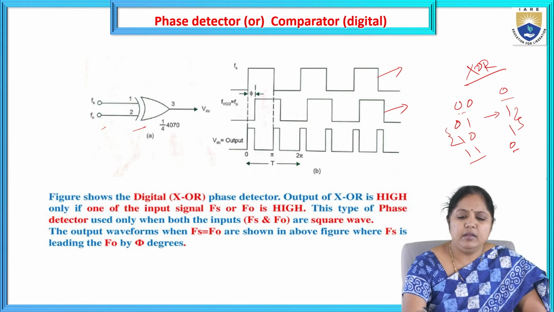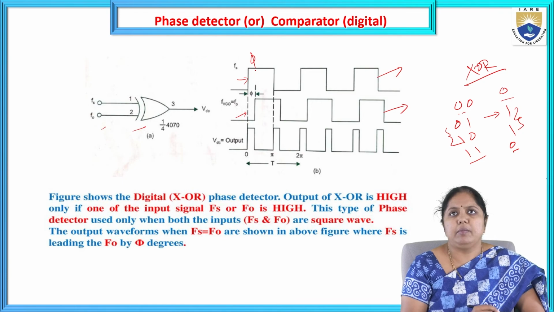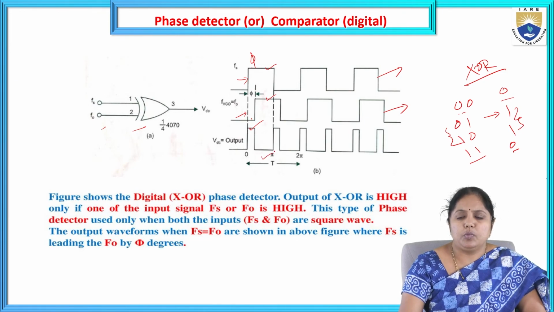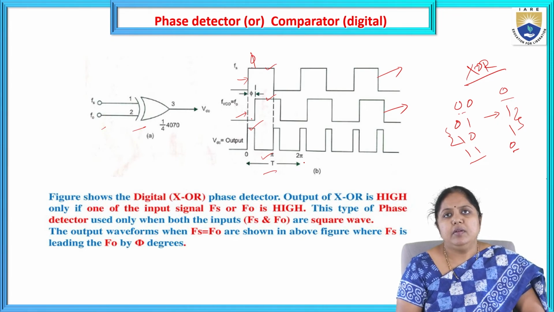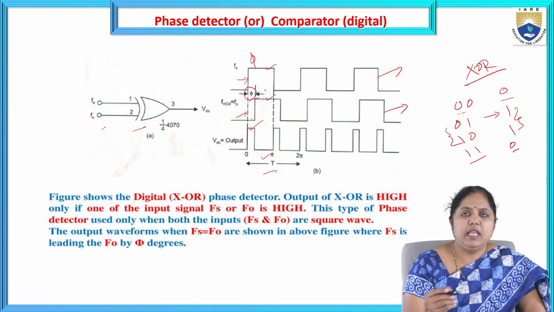To represent this, I have taken this waveform. Here this is the input signal and this is the VCO output. In between these two, there is a phase difference of phi. If you observe the output, when both the inputs are not equal, I got logic 1 at the output. If both are equal during this duration, I got logic 0 at the output. Again 1, 0, like this I will continuously get the DC output waveform. This DC output waveform depends on the phase angle phi.